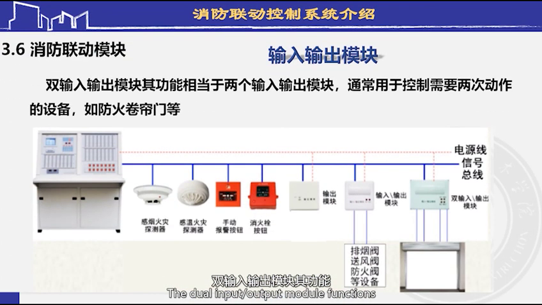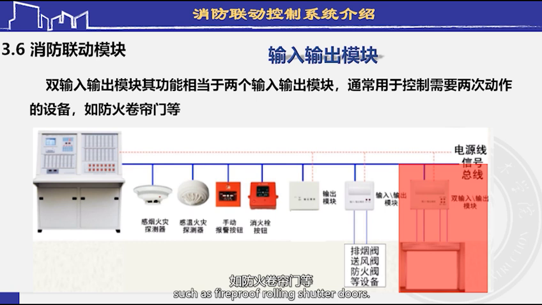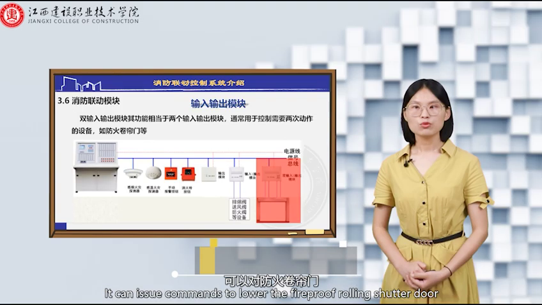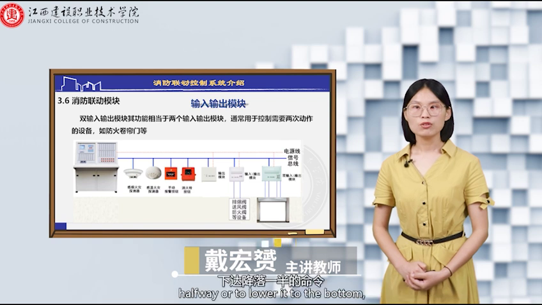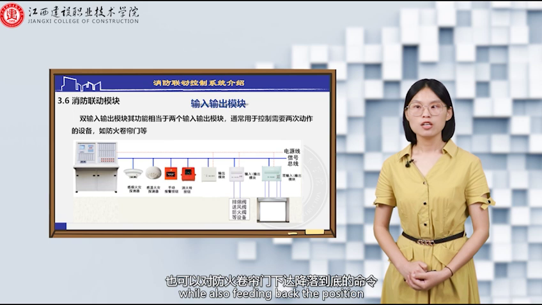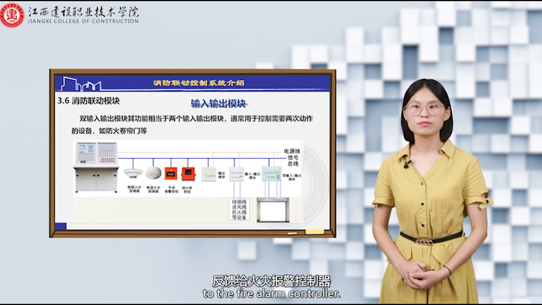The dual input or output module functions as two input or output modules and is usually used to control devices that require two actions, such as fireproof rolling shutter doors. It can issue commands to lower the fireproof rolling shutter door halfway or to lower it to the bottom, while also feeding back the position of the fireproof rolling shutter door to the fire alarm controller.